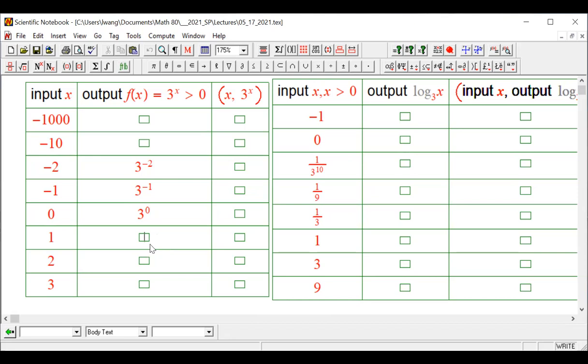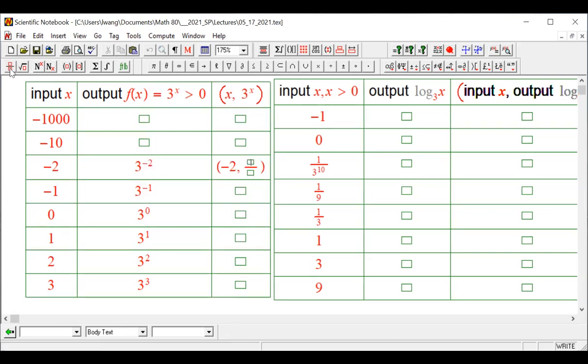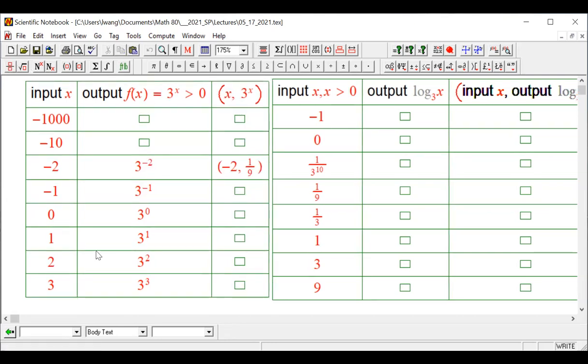Okay, so you're going to evaluate 3 to the power of 1, 3 to the power of 2, and 3 to the power of 3. And you're going to compose these points. For example, input -2, I put the example there, and the output is 1/9. So you're going to make up all these other points.